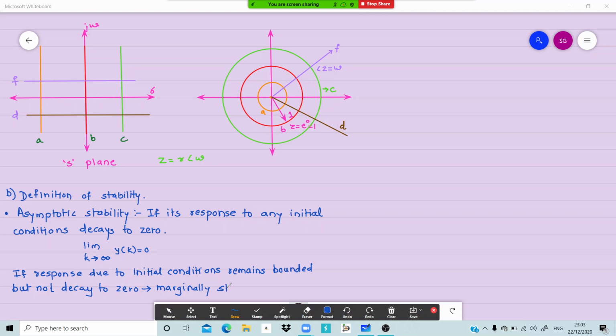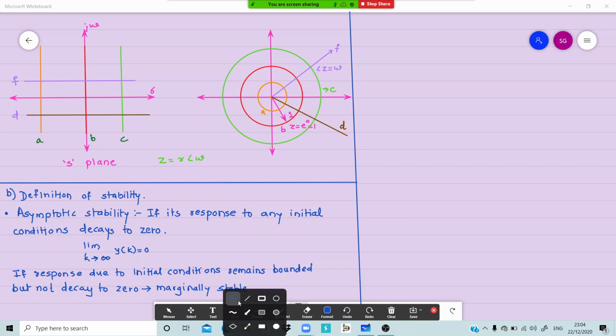Okay, so this is one way to talk about the stability of the system. Then the other one is BIBO, bounded input, bounded output stability. So I'm talking about the second condition now, that is bounded input, bounded output stability.